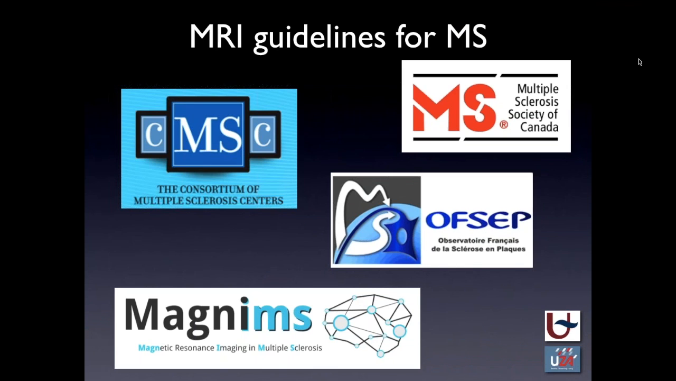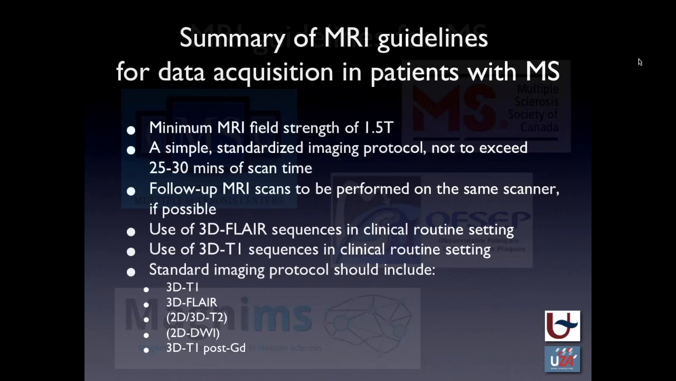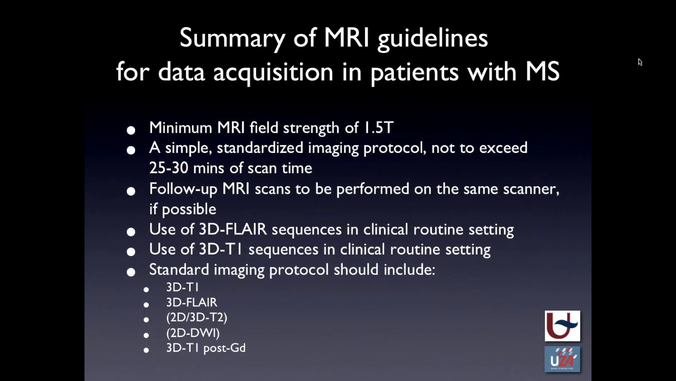There have been a number of MRI guidelines published for multiple sclerosis in different countries, the United States, Canada, France, and different organizations such as MSmetrix. I don't have time to go into all of that. I'm sure that you are familiar with most of these things. In current practice, it is recommended that the MRI guidelines for data acquisition in patients with MS should include a minimum field strength of 1.5 Tesla and a single standardized imaging protocol, the time of which should not exceed 25 or 30 minutes of scan time.